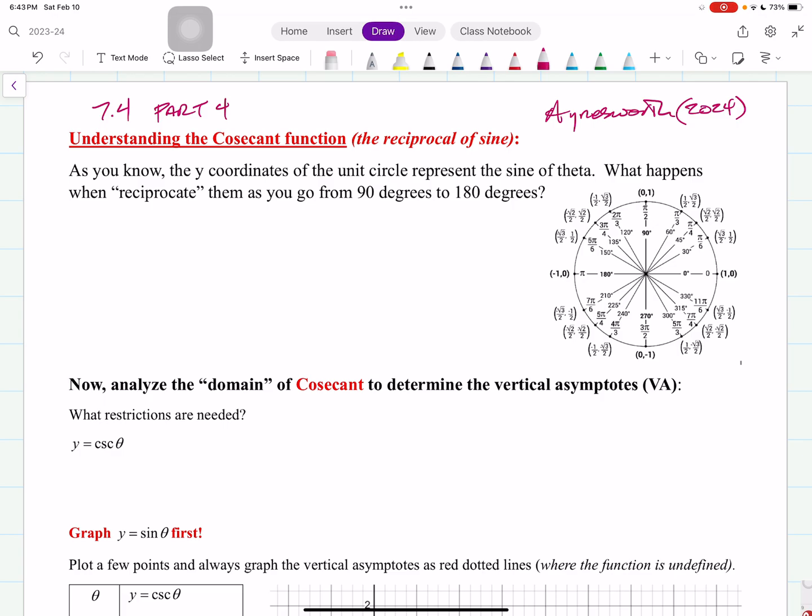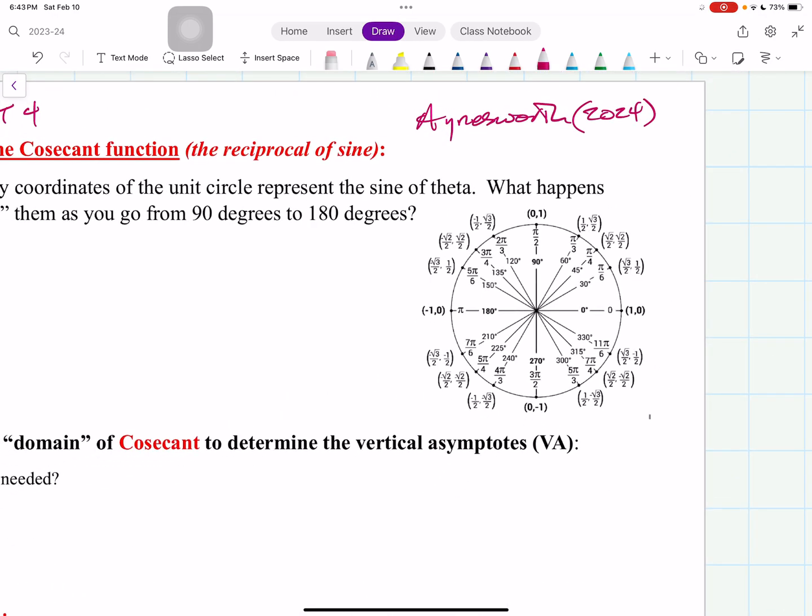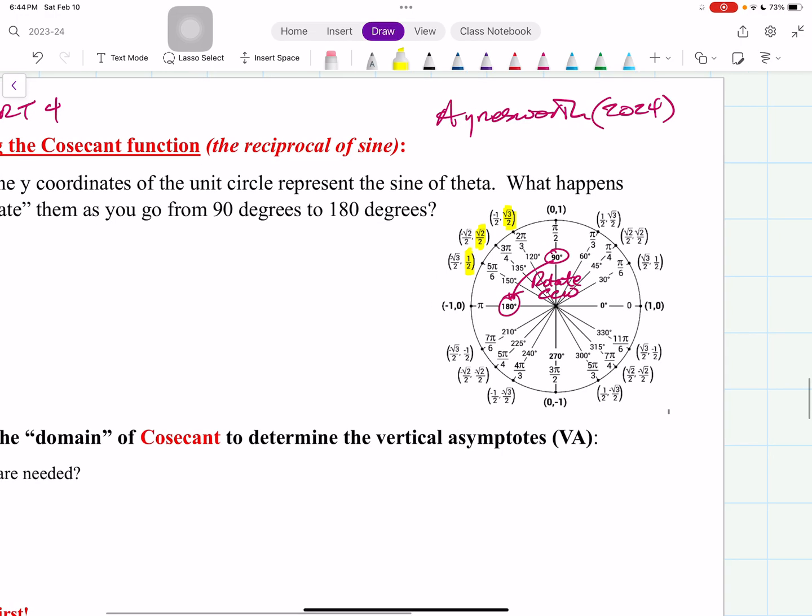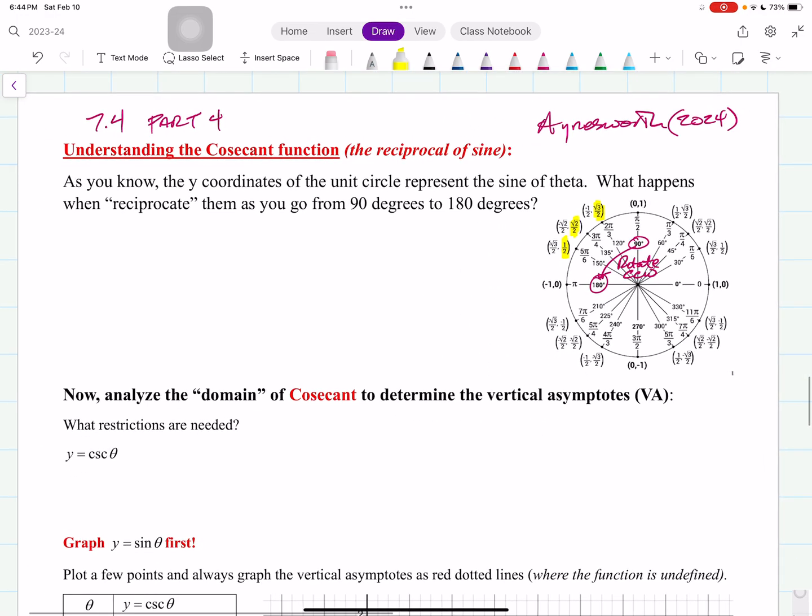Let's take a look. We're going to go from 90 and rotate counterclockwise, and look at the y values to see what happens when we reciprocate them. Starting with root 3 over 2, root 2 over 2, and then 1/2. What happens when we reciprocate these numbers? I did something like this in the previous video, so here we go again.